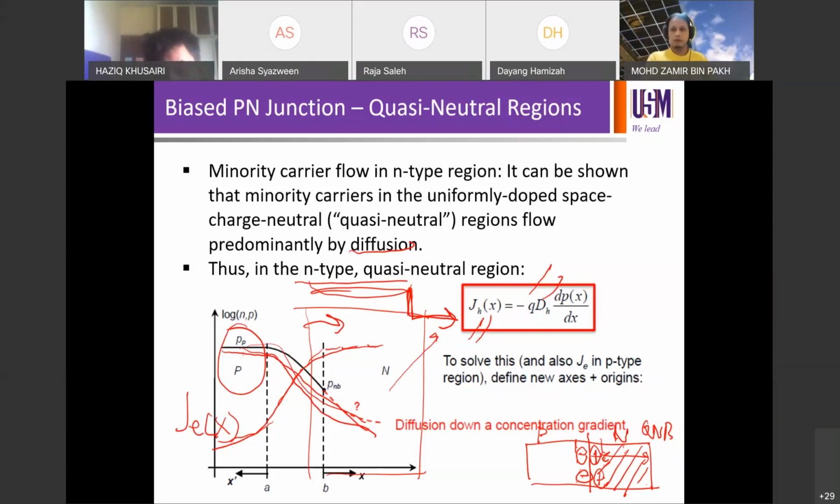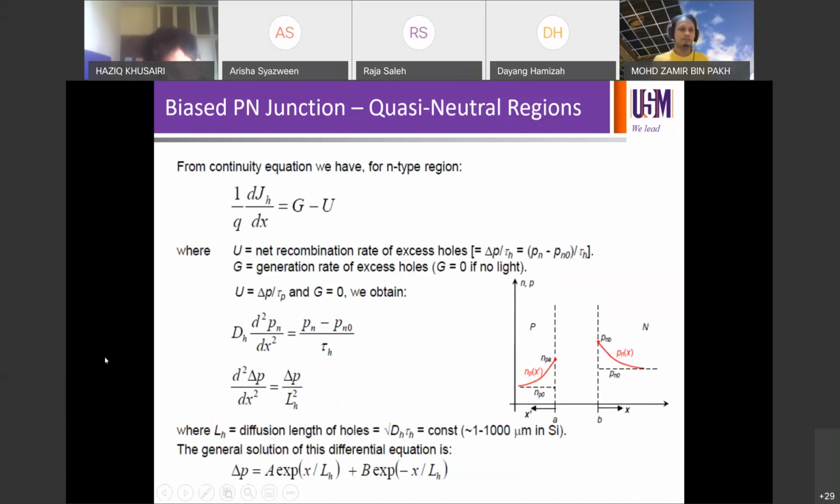So same here, guys, the note is here already. So J_E in the p-type region. If talking about the other side, then J_EX equals Q D_N, or D_E if you like, dn/dx instead of dp/dx, right? Diffusion down the concentration gradient. Right, from the continuity equation we have for the n-type region. So now we're talking about the n-type region, and hole is the minority carrier. We're now talking about holes only.